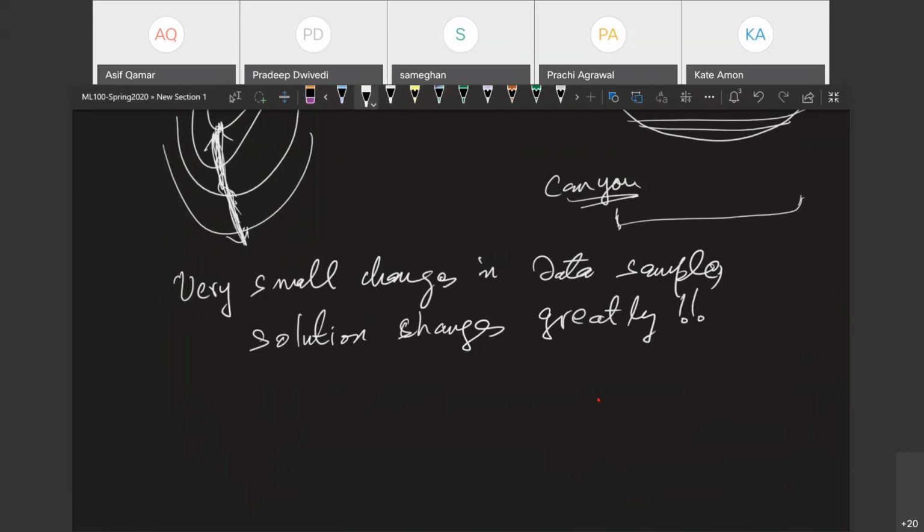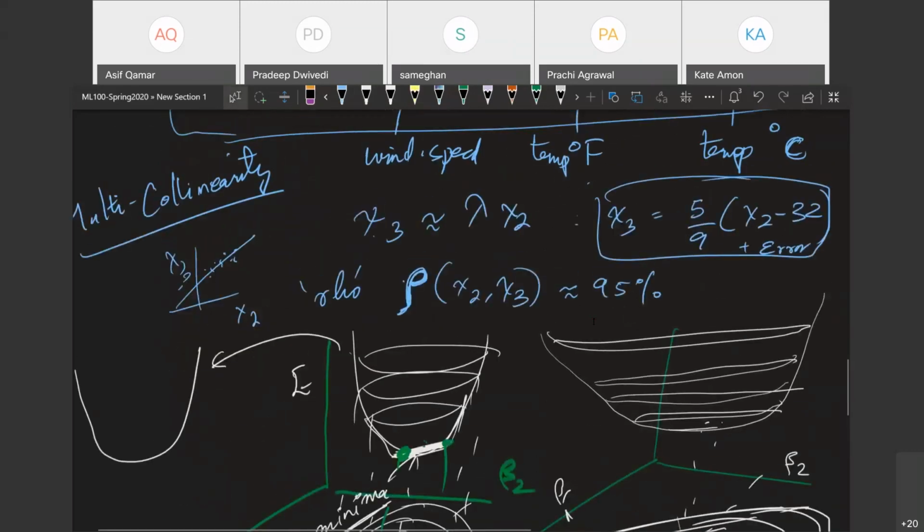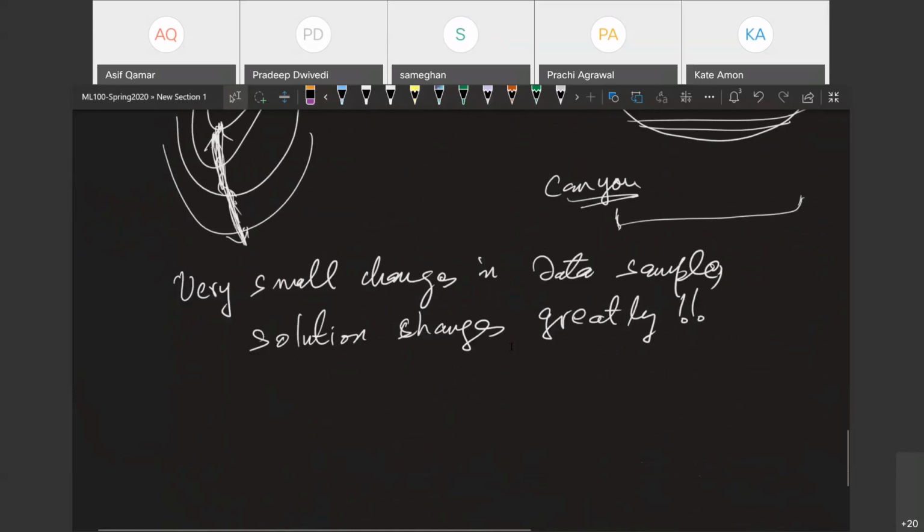Are we together? And it changes very drastically, actually, and we'll see that in the next few labs. What happens is, suppose you have x2 and x3, sometimes your model will say x2 matters and x3 doesn't matter. And sometimes it will say x3 matters and x2 doesn't matter. So in other words, temperature in Fahrenheit matters, but Celsius doesn't matter. And sometimes it will say Celsius matters, but Fahrenheit doesn't matter. Right? So this is it.